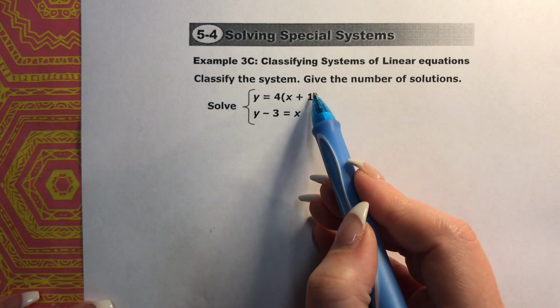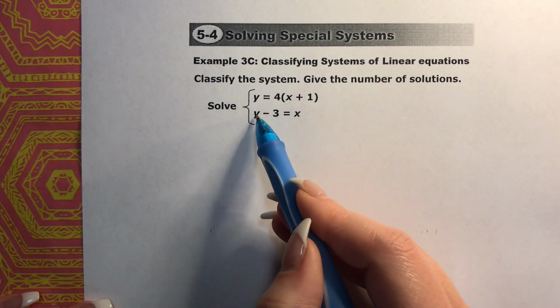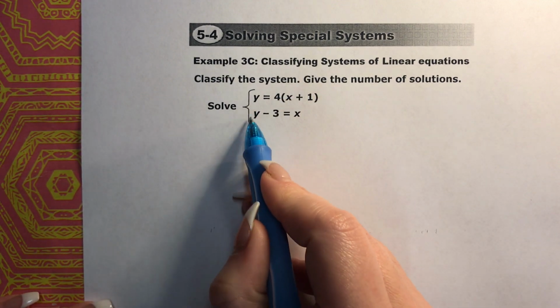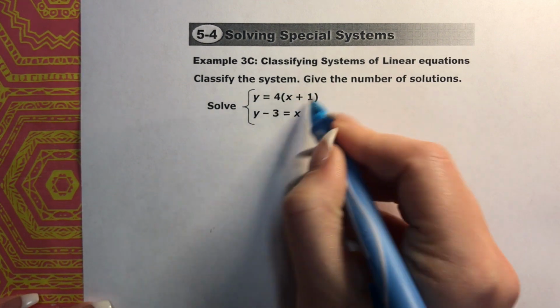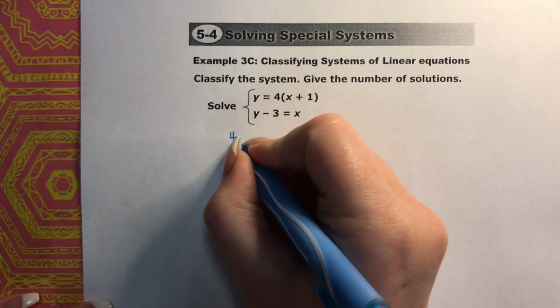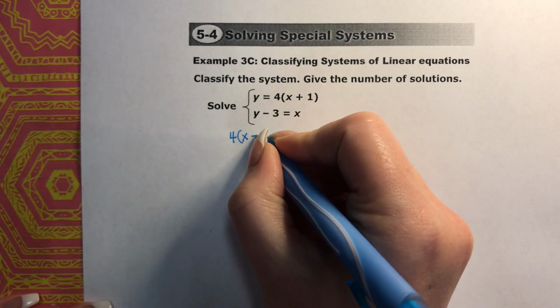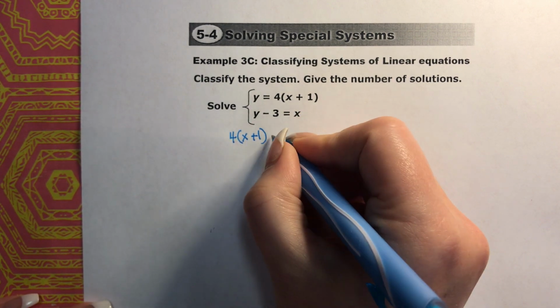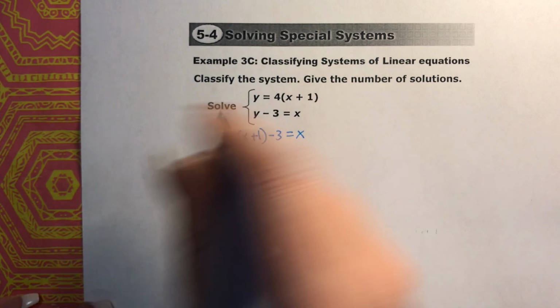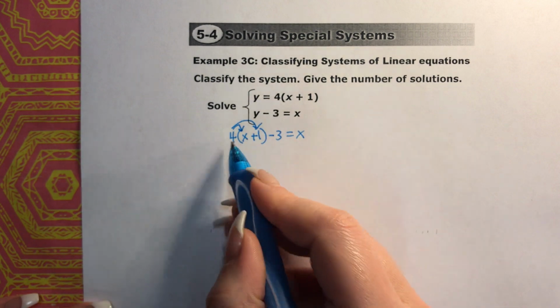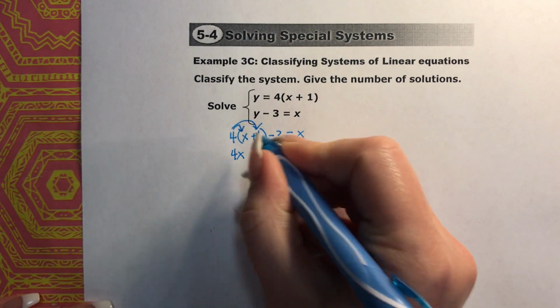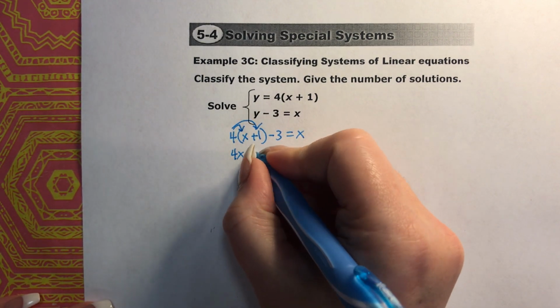So what I see here is I'm just going to substitute it straight in. There's a 1 there, so I don't need to put it in parentheses. So I'm just going to write this and directly write it right there. So 4 multiplied by x plus 1 minus 3 equals x. Okay, then we distribute the 4 to both. So 4 times x is 4x. 4 times a positive 1 is a positive 4.